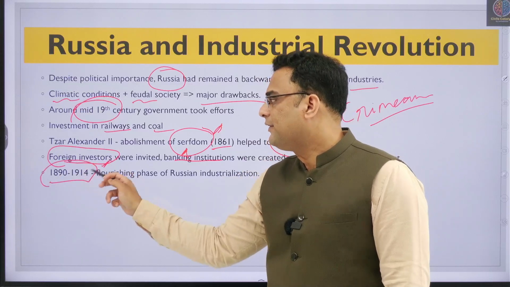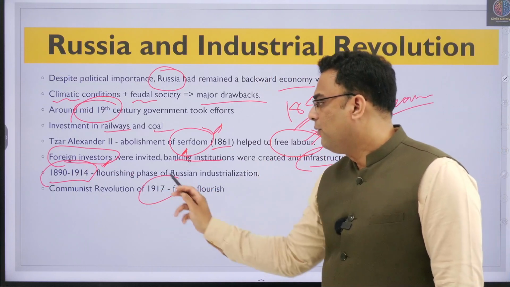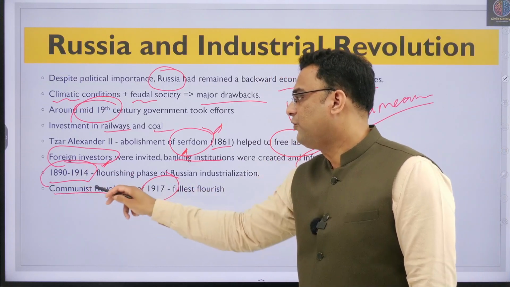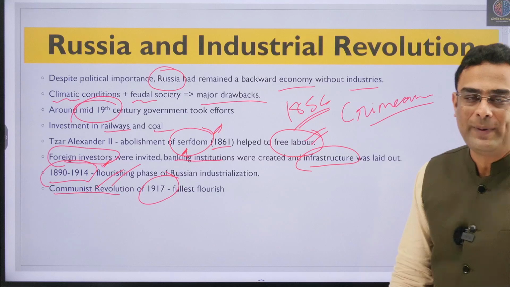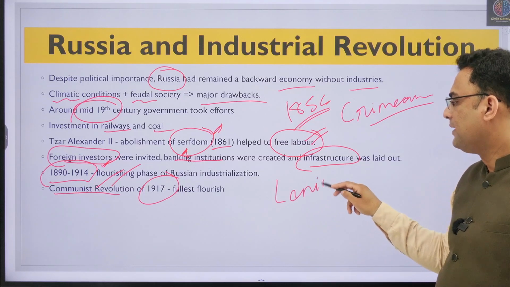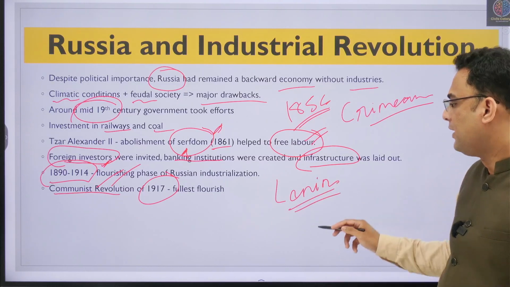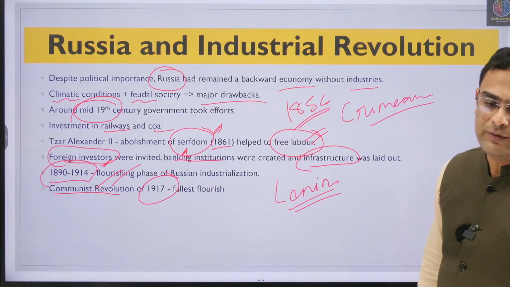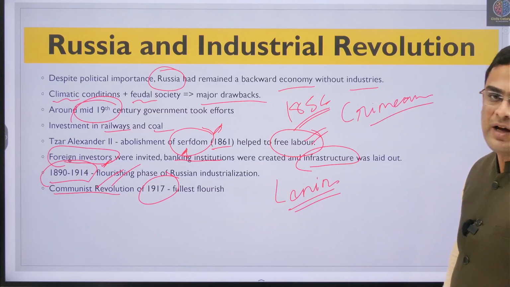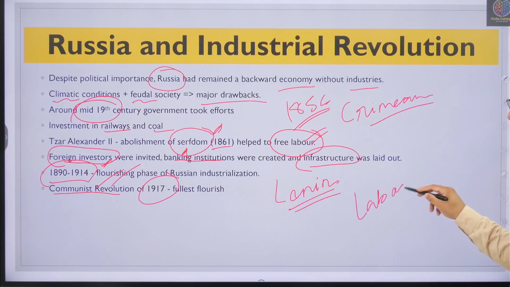1890 to 1914 especially, they will start to develop. 1917, very big development takes place in Russia. The communist revolution took place. लेनिन की लीडरशिप में कार्ल मार्क्स के विचार पर आधारित एक बड़ी क्रांति रशिया में हुई, और इस क्रांति के बाद में खास तौर पे इंडस्ट्रियलाइजेशन पर बहुत फोकस किया गया, क्योंकि सारा जो कार्ल मार्क्स का थॉट था, लेनिन का थॉट था, वो लेबर और इंडस्ट्री के ऊपर में बेस्ड था.